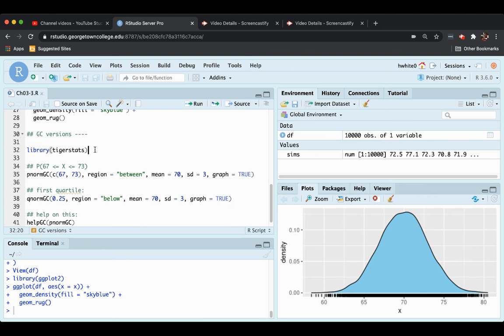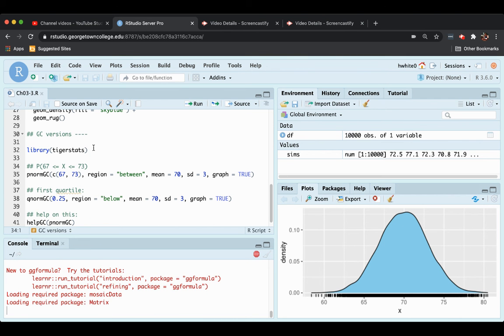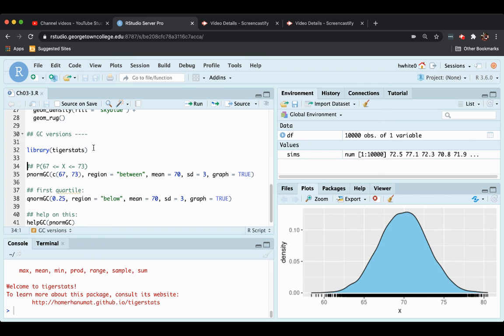If you want to see graphs of your PDF with shaded areas underneath them representing probabilities when you do probability calculations, then you might be interested in pnormGC. So that's in the TigerStats package, so I'm just going to go ahead and get that loaded up. And here's how it works. Say you want the probability of coming within 1 standard deviation of your expected value, the chance that X is between 67 and 73.